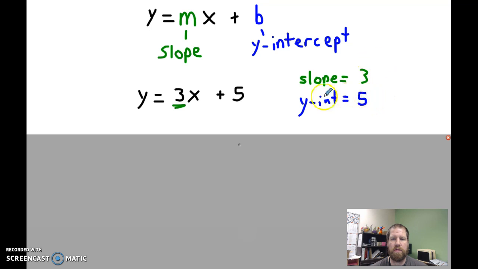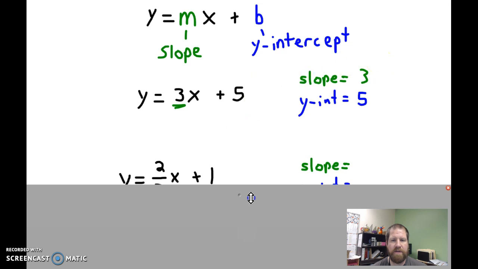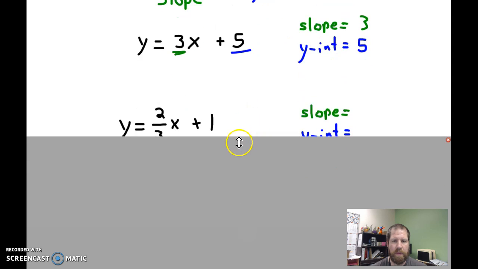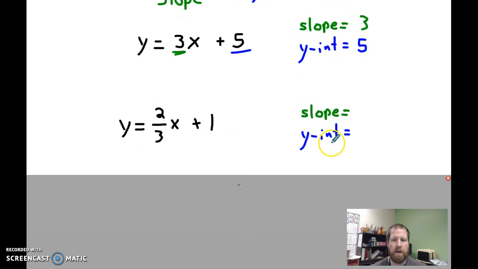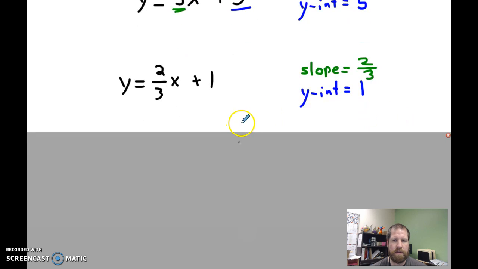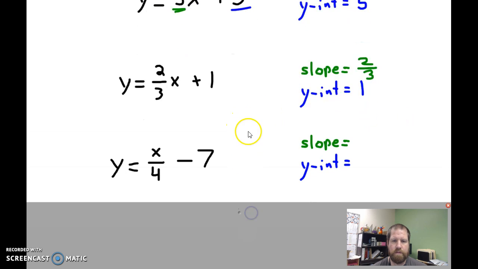Okay, and I can use that information to graph my line. I can use it to tell where my line starts on my y-axis, and I can use it to see how steep my line is going to be. So again, I can get a lot of information out of it. Okay, so if I look at another one, I'm adding plus 1, so my y-intercept is 1. My slope is going to be 2 over 3, 2/3. Okay, and that's it. That's all I got to do.